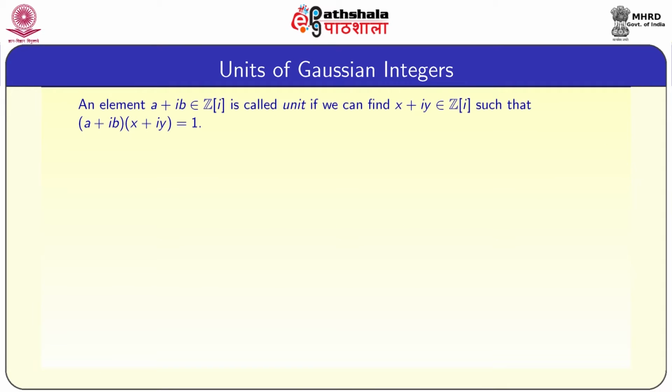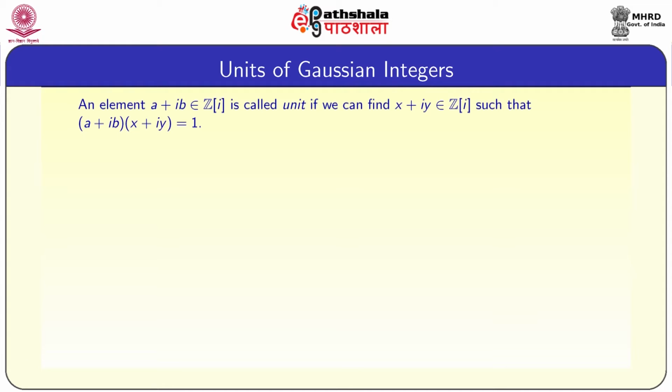Now, we are going to look at units of Gaussian integers. First, what are units? Units means those elements which have a multiplicative inverse. For example, if you look at the set of integers, the only integers which have inverses are 1 and minus 1, because 1 into 1 equals 1 and minus 1 into minus 1 is equal to 1. For all other integers, for example, let us take 3: 3 into how much is equal to 1? That is 1 by 3, which is not an integer. So, 3 does not have an inverse.